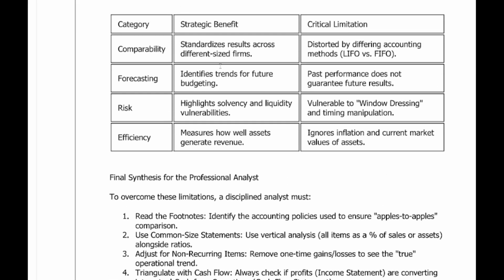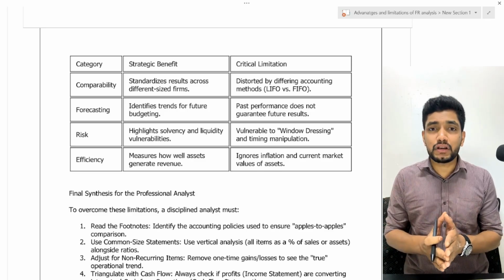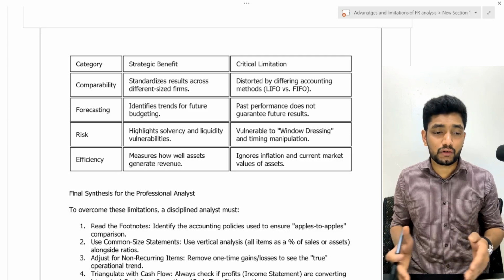So we just look into this table to see the strategic benefits and limitations of some of the key categories, like comparability. Comparability can be a strategic benefit if we standardize results across different-sized firms. If you want to compare two different-sized firms, ratio analysis can be very effective, because when it comes to different types of profitability, inventory turnover or even liquidity, all these can be compared very effectively, even between different-sized firms.